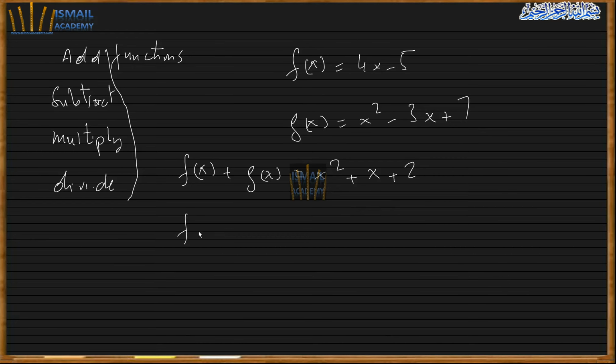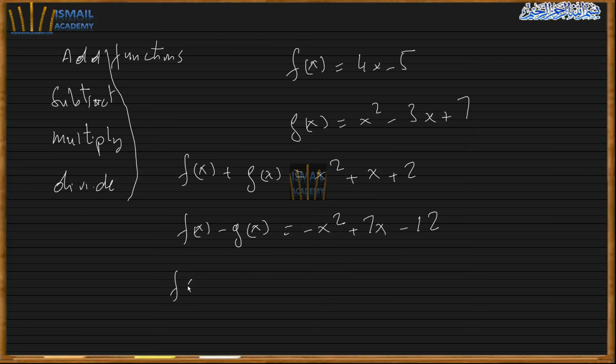If I want to subtract f(x) minus g(x), I do minus here. There is no x squared in f, which means there's 0x squared. 0 minus x squared is minus x squared. 4x minus minus 3x is going to be plus 3x, so it's going to be 7x. Minus 5 minus 7 is going to be minus 12. So this is the one where we subtract.